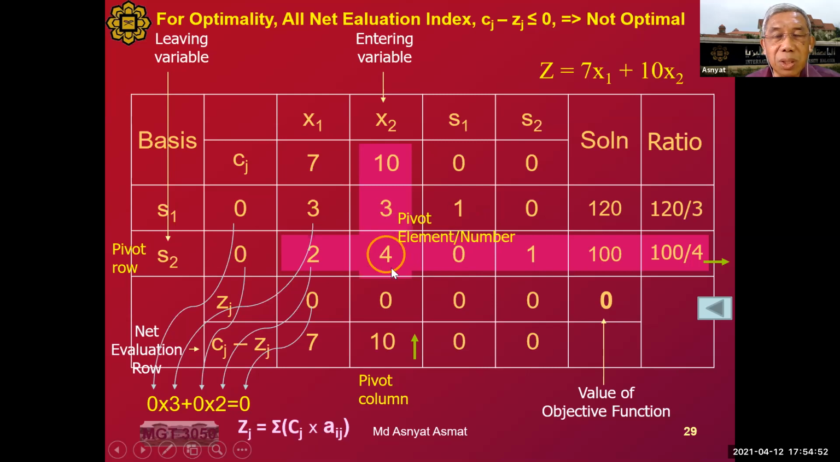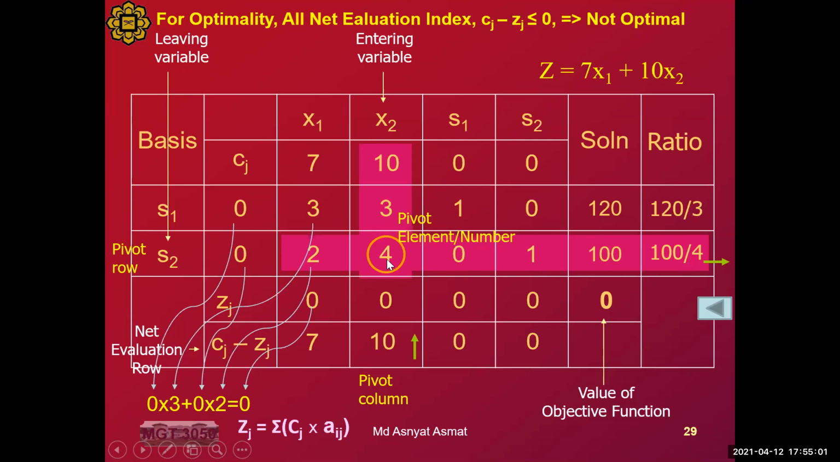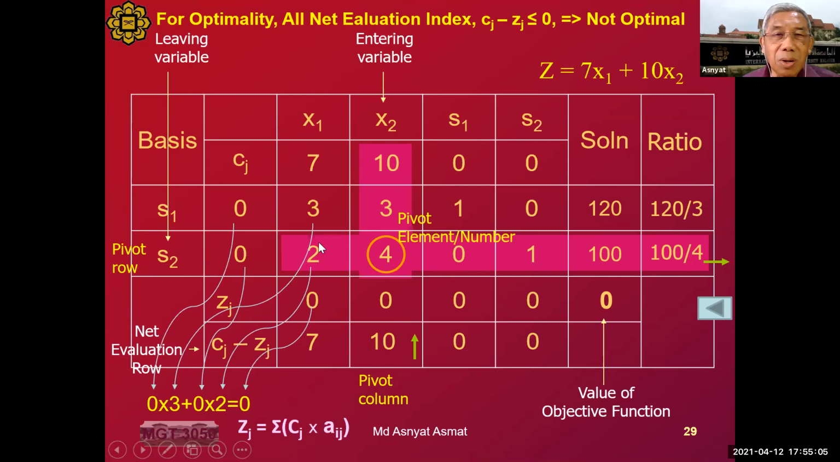So we are going to make this into a unit column. To make it equal 1, how do you do it? Divide by the same number, right? Divide by 4. So we divide all of this by 4. 2 divided by 4, 4 divided by 4, 0 divided by 4, 1 divided by 4, 100 divided by 4. Okay, let's move.